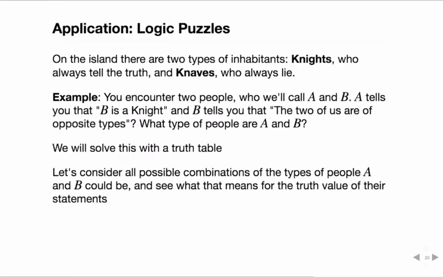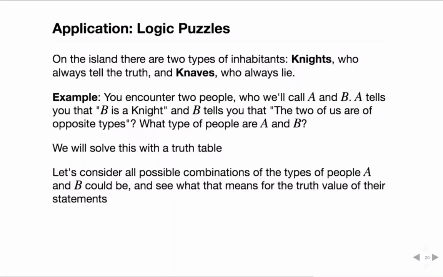Okay, so the next thing I want to do is kind of a fun application. And this is a particular logic puzzle that pops up all over the place in propositional logic called a knights and knaves puzzle. So the idea is that there's a mythical island, and on this mythical island there are two types of inhabitants. There are people that are knights who always tell the truth no matter what they say, and knaves who always lie.